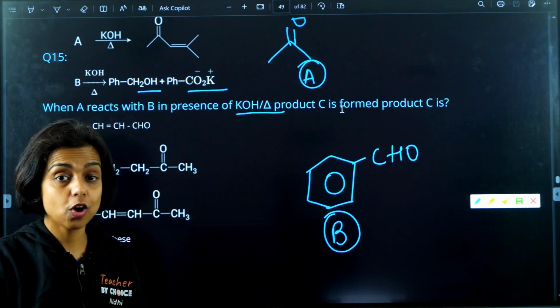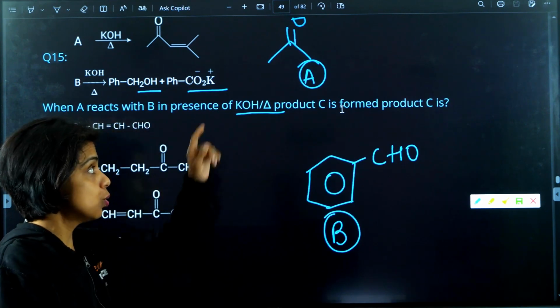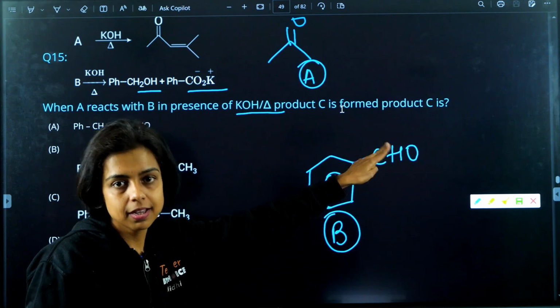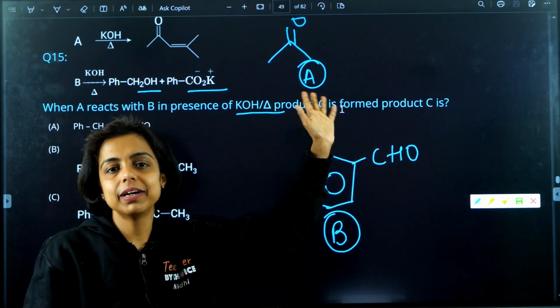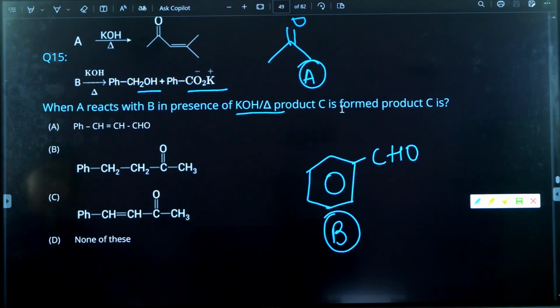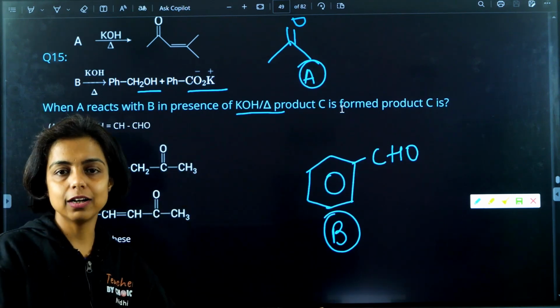So the reaction is a crossed aldol condensation between A and B. A will form a carbanion, which will attack the carbonyl carbon of B, and they'll form a product after eliminating water at the final step. So I'm pretty sure that you get your answer, guys. This is the answer, A and B, again the aldol condensation.